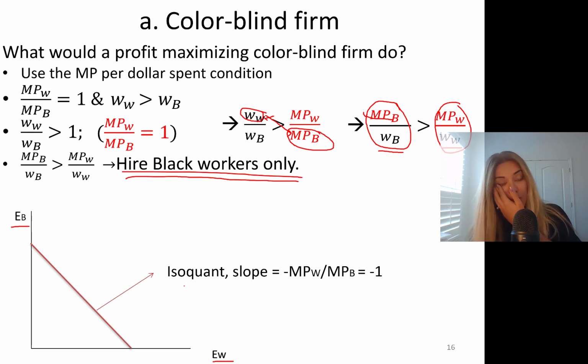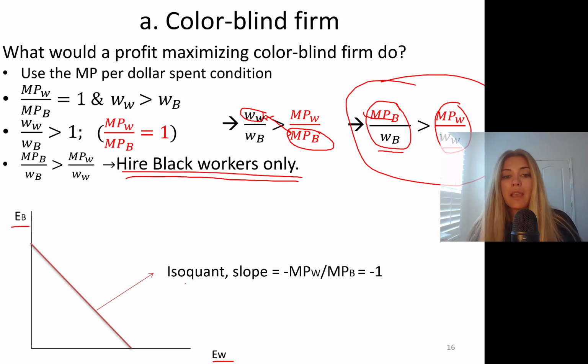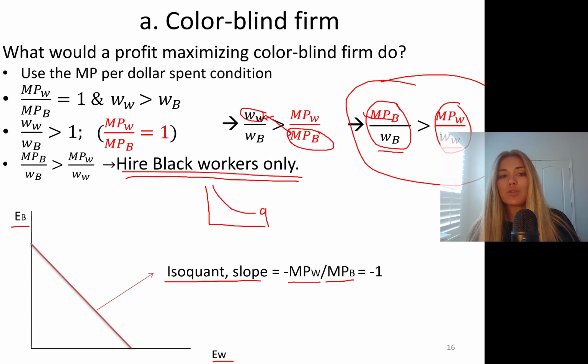So this is the isoquant. I'm just going to show this graphically. The isoquant slope is the negative of the marginal product of white workers divided by the marginal product of black workers, which is negative 1. Here's your slope. Normally isoquants look like this, remember, producing certain things. However, for perfect substitutes, these two workers are perfect substitutes, so the isoquant is going to be a straight line.